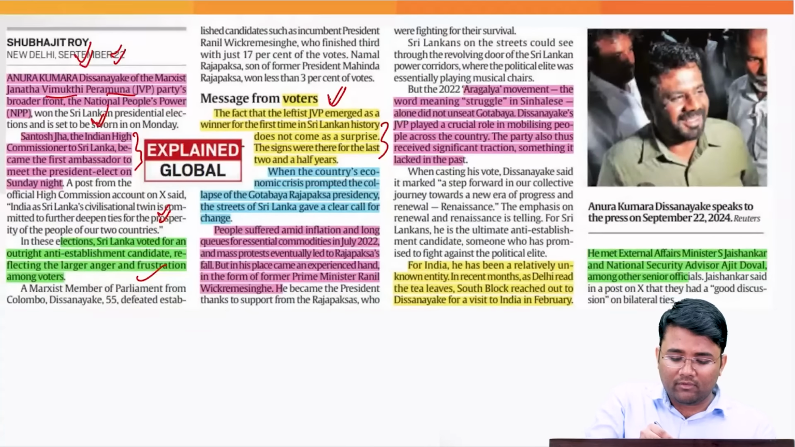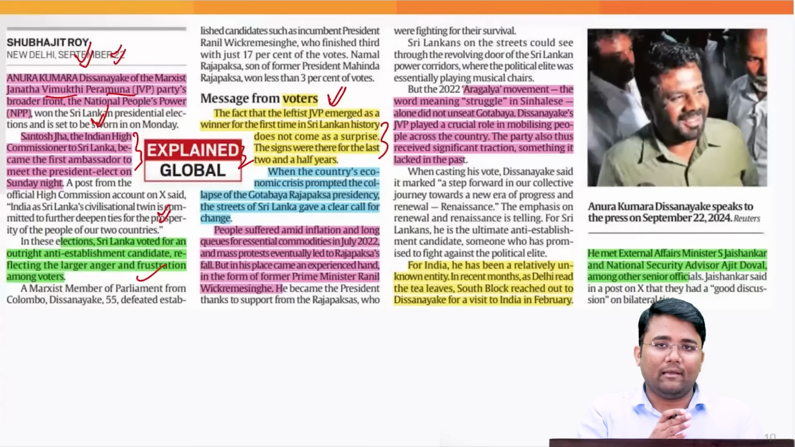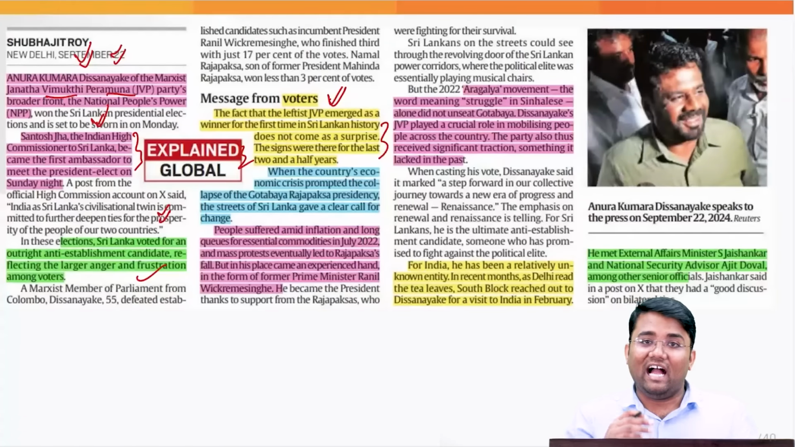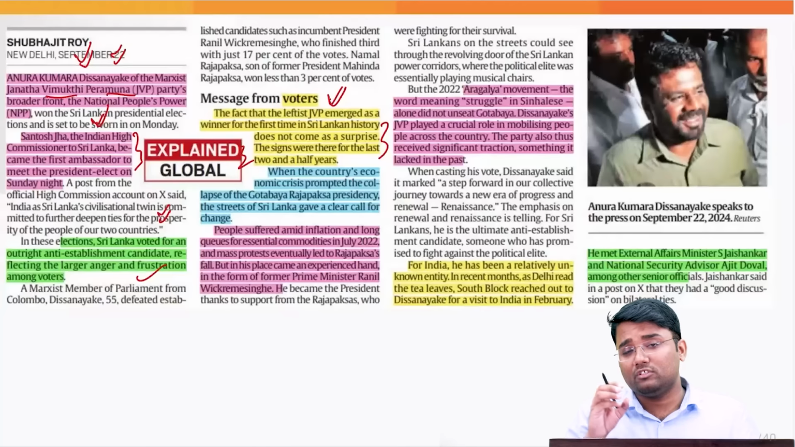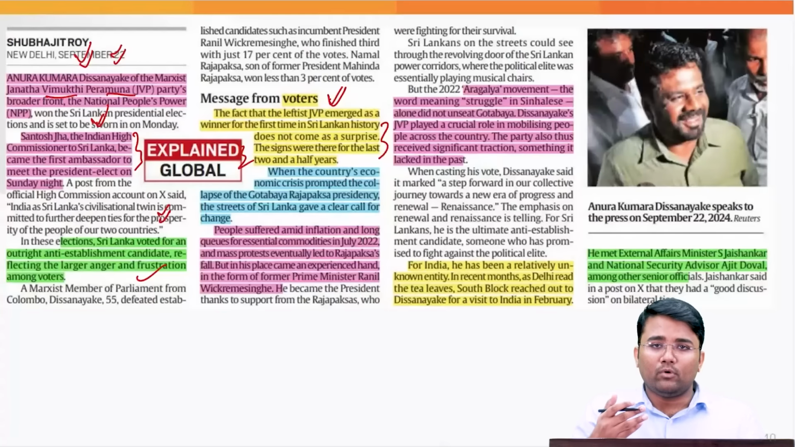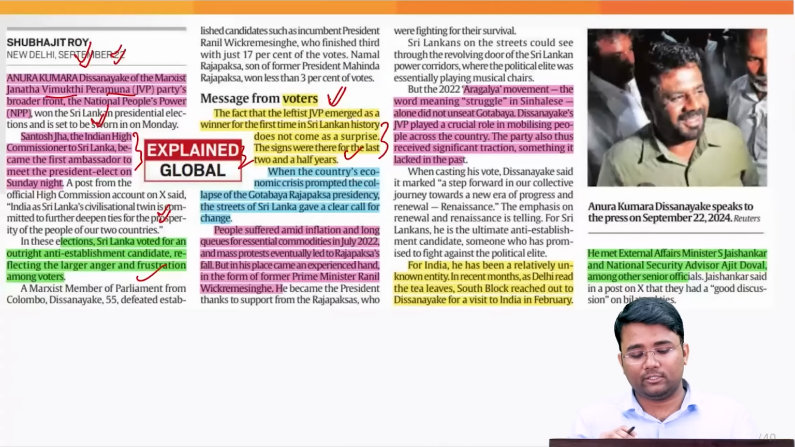This doesn't come as a surprise, because signs were already there for more than two and a half years, because there was an economic crisis after COVID, when tourism significantly declined. Apart from that, there were also some government policies, such as the shift to organic cultivation and reduced use of fertilizer, that led to very low agricultural production. So all those policies led to a lot of economic crisis, and subsequently the president left his post.